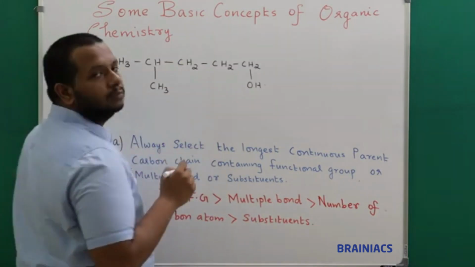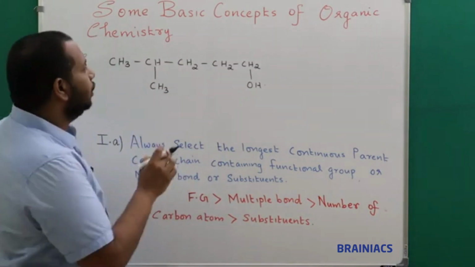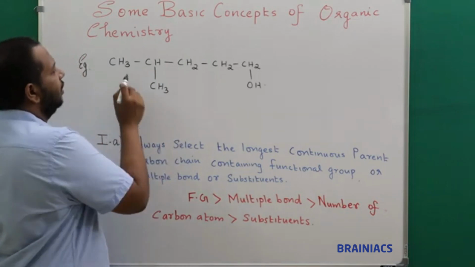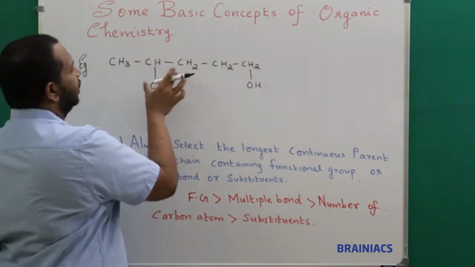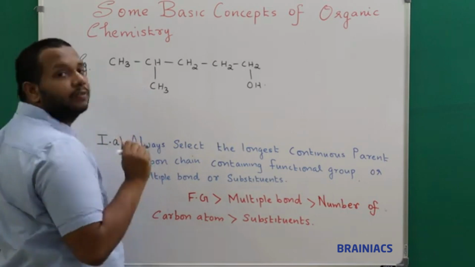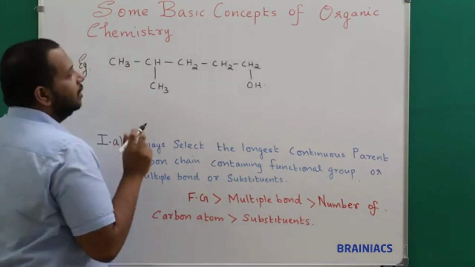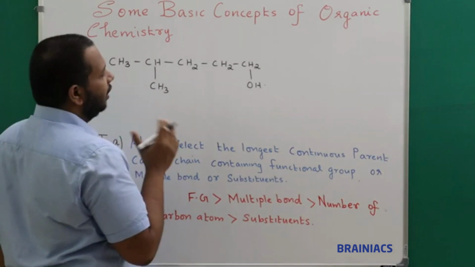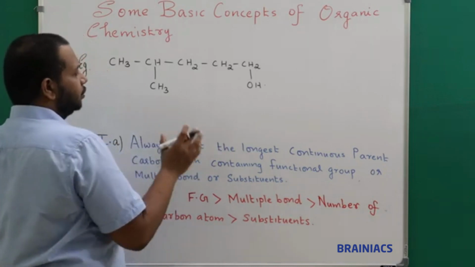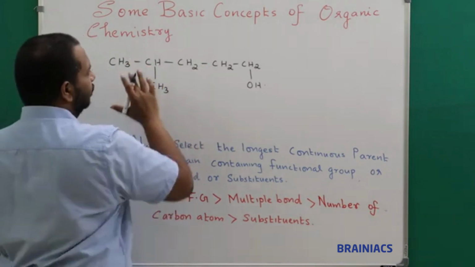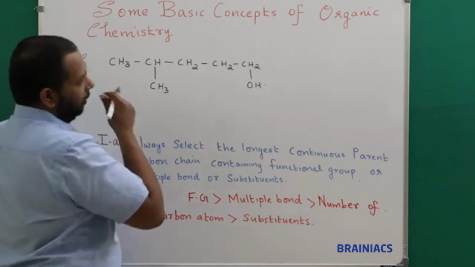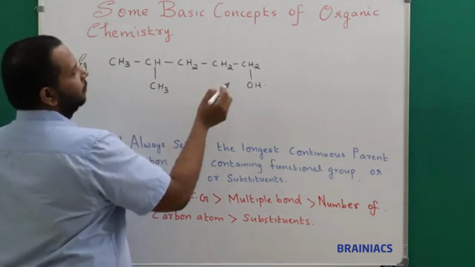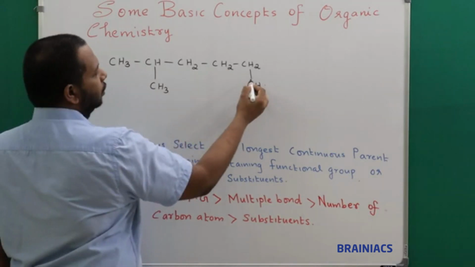Listen here. Now if we look into this system, you can see the biggest chain has been seen. Every time you know the valency of carbon is 4. Now how to number it? I know that as per my rule I should select the longest continuous chain that is possible. And if I see here, I know that this is a functional group.